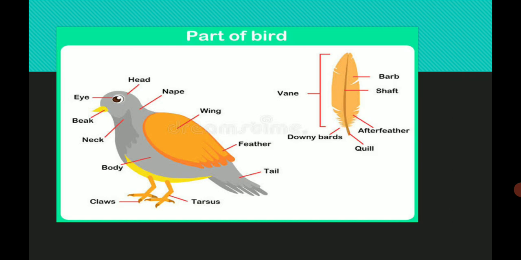Now, all of you look at this one. We are going to study about the parts of a bird. So, are you interested to study? Yes? So, let's get started. Do you like to fly in the sky? Yes? But we can't. Do you know why? Because we don't have wings, and birds have wings. So birds are able to fly in the sky.